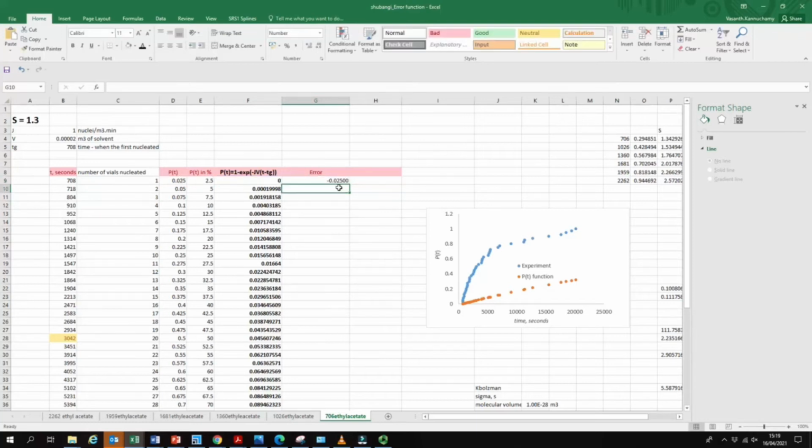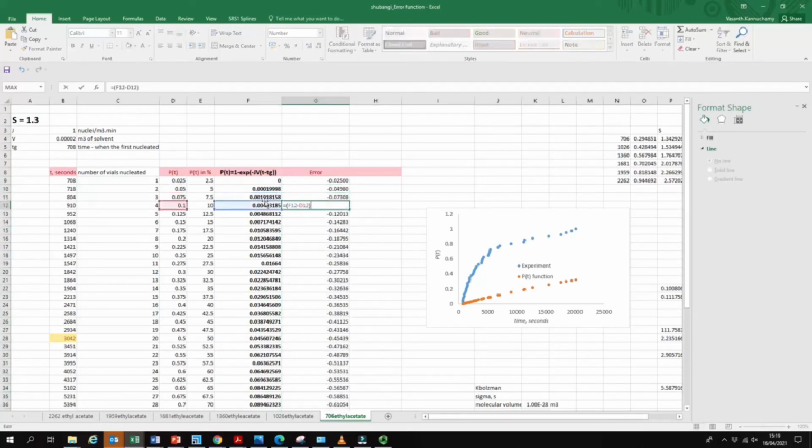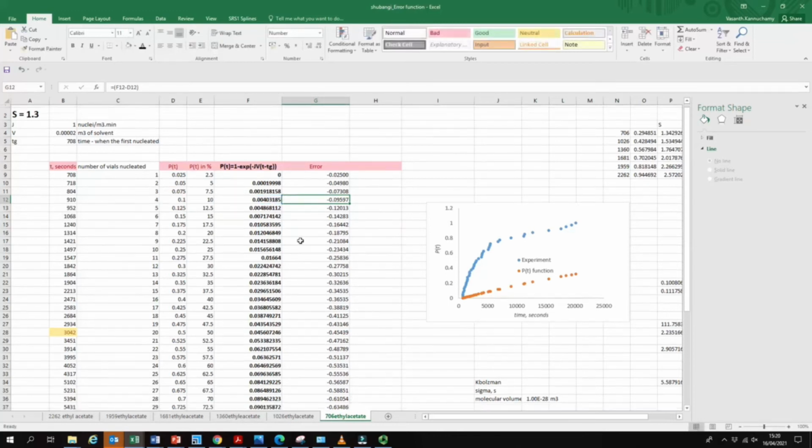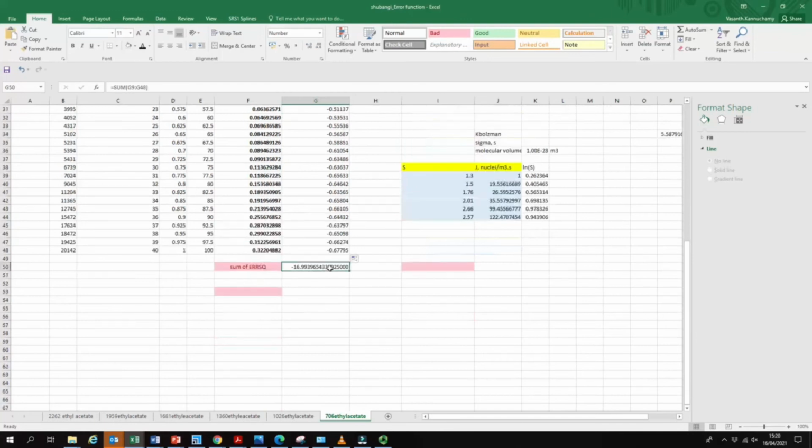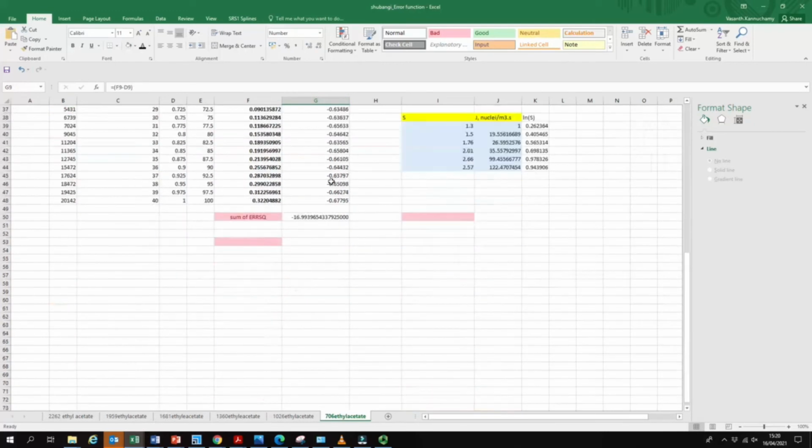That's the error function. So this is the error distribution. Your actual value should be 0.025 but we get only 0, so the error difference will be 0 minus 0.025. You do the same for all the values. You just subtract the experimental value from the predicted value for each number of vials nucleated, and then finally all you need to do is sum all of these values. This is called the sum of the errors.